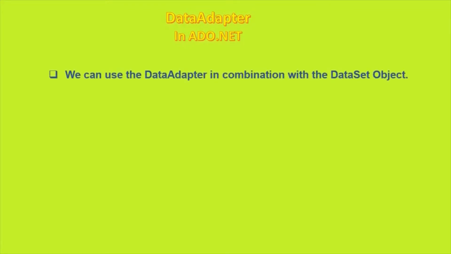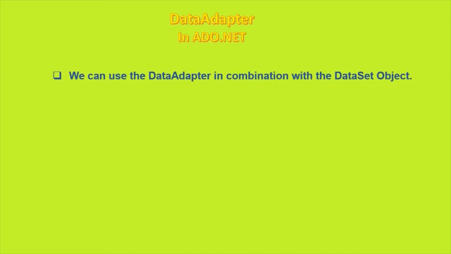Today we will see DataAdapter in ADO.NET. We can use the DataAdapter in combination with the dataset object. Like data reader, we cannot read and see data with DataAdapter independently. For that, we need to use the data adapter in combination with dataset object.